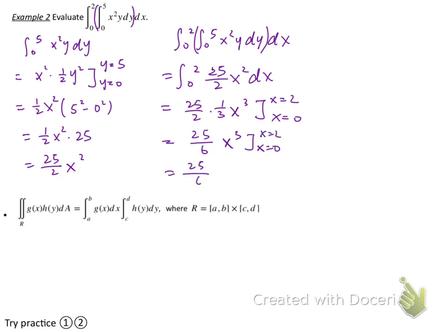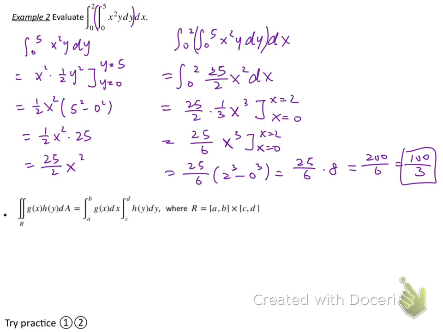This is 25 over 6, x to the third power, x from 0 to 2. Or 25 over 6, 2 to the third power minus 0 to the third power, so 25 over 6 times 8. That will be 200 over 6, or 100 over 3. Okay, so that's the answer.